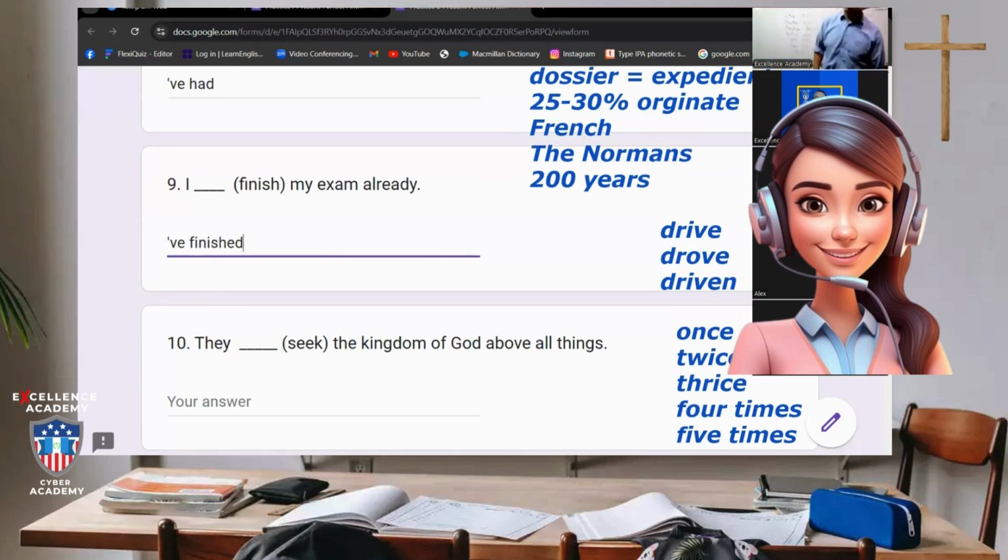Finished. Don't be afraid of pronouncing regular verbs, guys. Don't be afraid of making mistakes. That's finished. It's like the letter T here. Finished. Okay? So don't say "finish-ed".